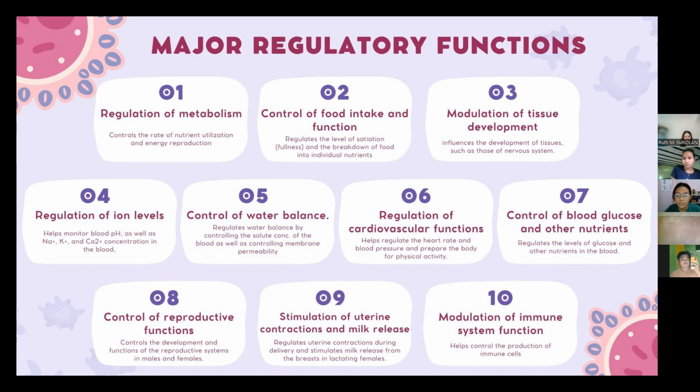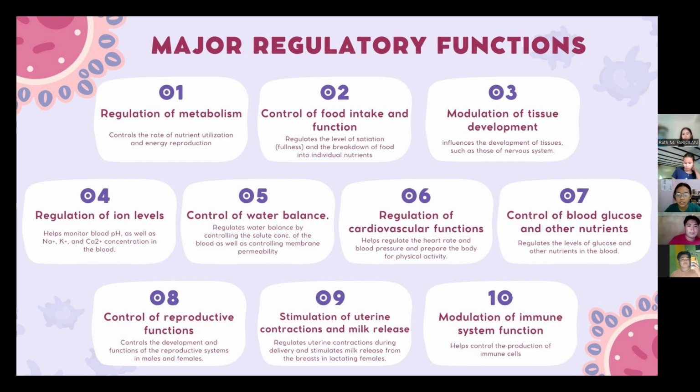Number three is modulation of tissue development, as it influences the development of tissues such as those of the nervous system. Fourth is the regulation of ion levels. It helps monitor blood pH as well as the Na+, K+, and Ca2+ concentration in the blood. Number five is control of water balance. It regulates water balance by controlling the solute concentration of the blood as well as controlling membrane permeability.